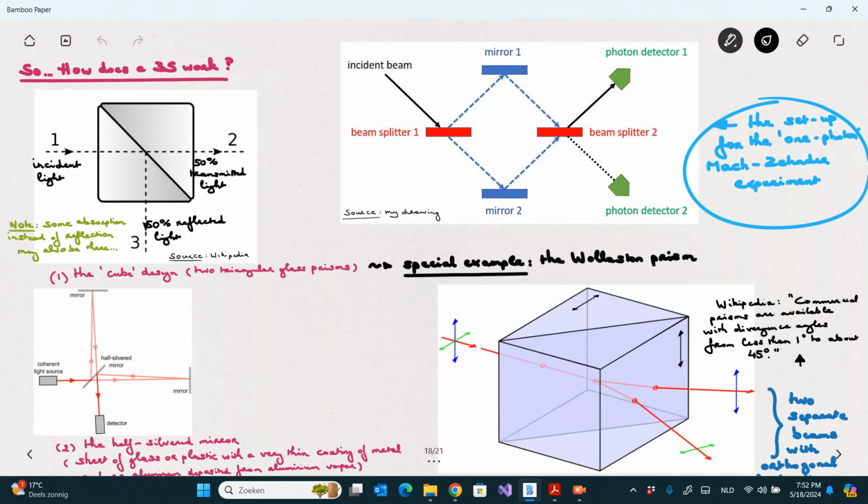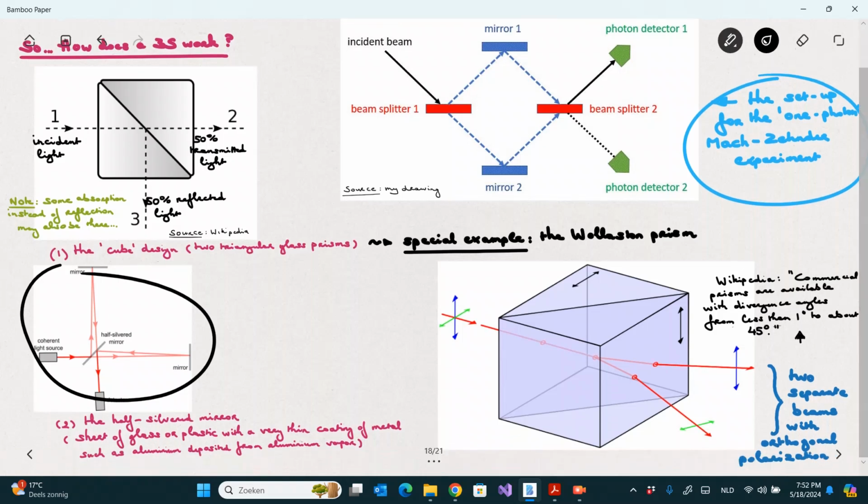You will say, of course, in the Mach-Zehnder interferometer we don't have a Polaroid, we don't have cellophane, we have a beam splitter. Yes, we do. Beam splitters are usually of two kinds. This is the one that is used in the Michelson-Morley experiment, a half-silvered mirror, which is basically a sheet of glass or plastic with a very thin coat of metal, such as aluminium or silver, which is deposited from an aluminium or silver vapor.